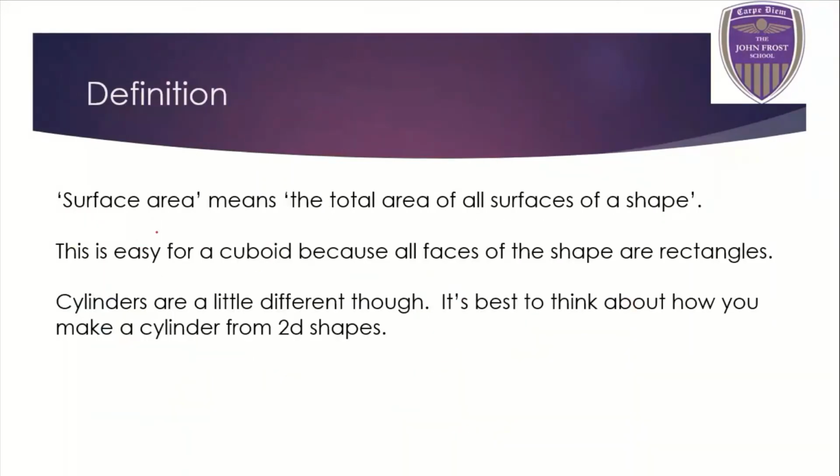Okay, let's go then. So about the surface area, we know now, don't we, it means the total area of all the surfaces of a shape added together. It's easy for a cuboid, because remember we did it before, all faces of the cuboid are rectangles. Cylinders, though, remember these, like packets of Polos or Pringles or cans of beans, they're different, all right? I think it's best to consider how you make a cylinder from 2D shapes. I'll explain all now, okay?